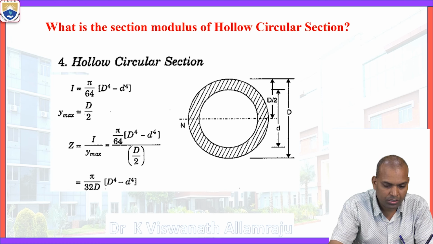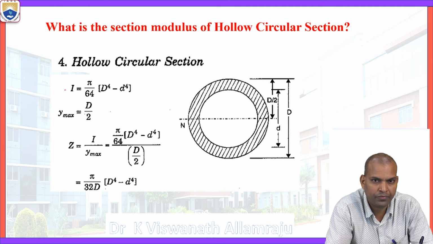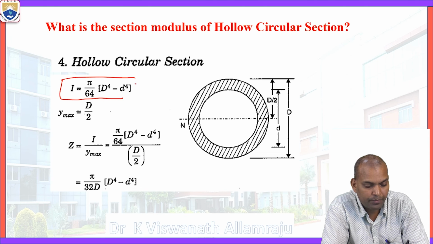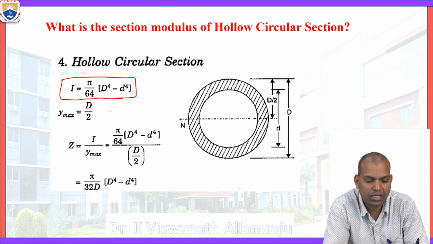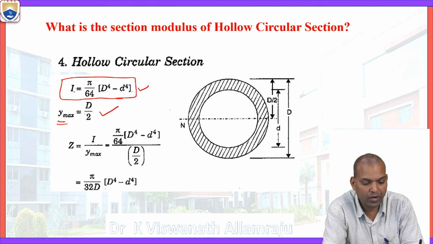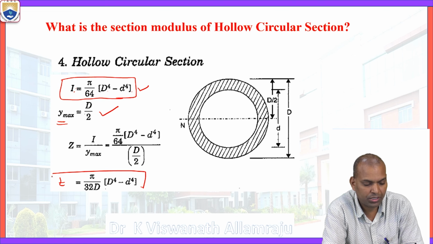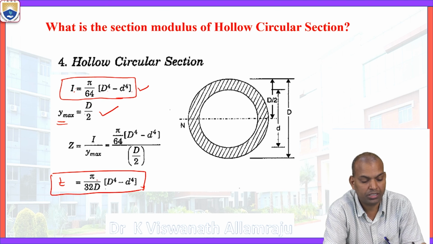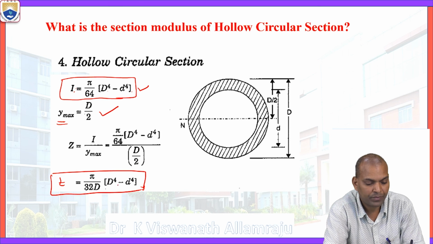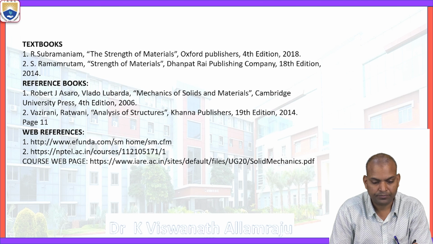If you want to know the hollow circular section, the area moment of inertia of a hollow circular section is pi by 64 times capital D power 4 minus small d power 4, and y maximum is capital D by 2. After substituting I and y in the relation Z equal to I by y maximum, we can observe the section modulus of the hollow circular section. It is pi by 32 times capital D power 4 minus small d power 4, divided by capital D. This is the hollow circular section.